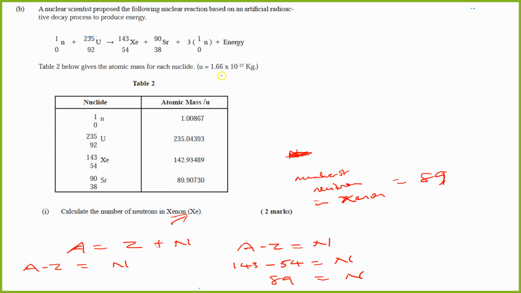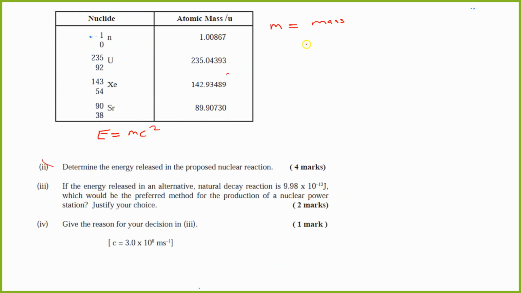Sir, to find out the mass, we added the protons and the neutrons. No, man. This is a different thing. Atomic mass is different, right? This is totally different. So simply put, this is how we're going to do this.